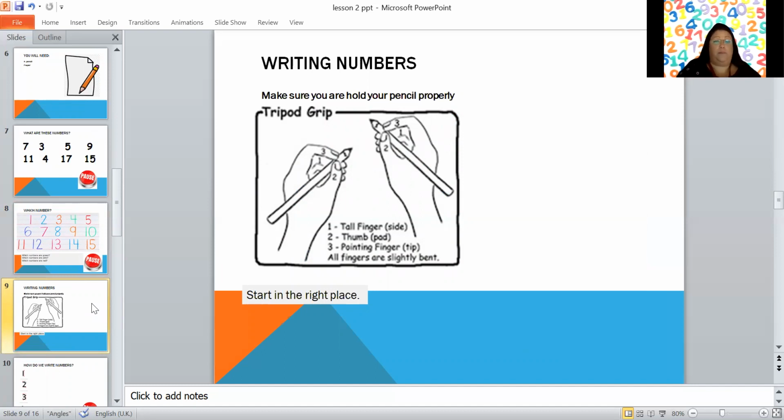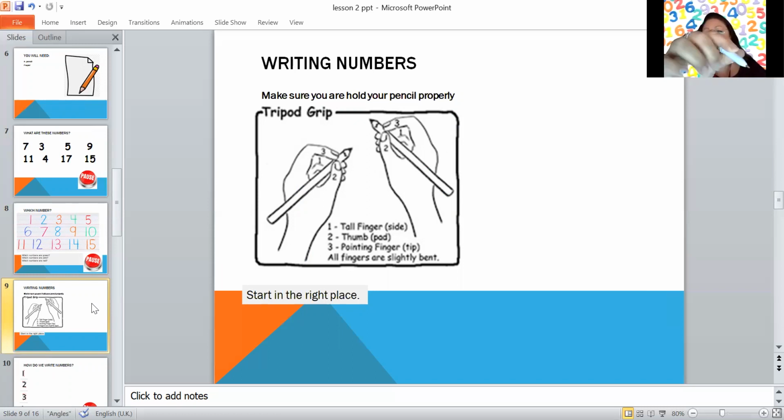Now, we use something called the tripod grip. So here we go, I'm going to show you by the camera. You need to start with your fingers like this. Oh look, it's making my numbers in the background go funny. Like this, and then you put your pen or your pencil in between, and then you're going to hold them.